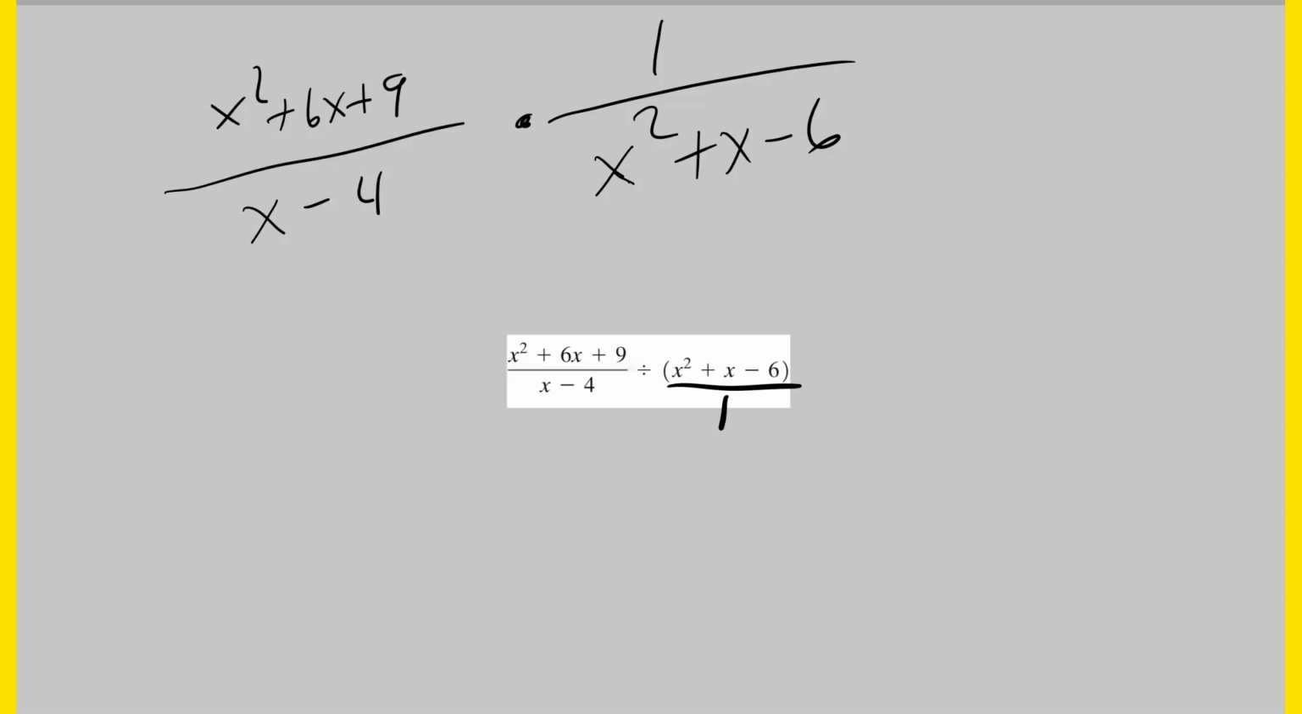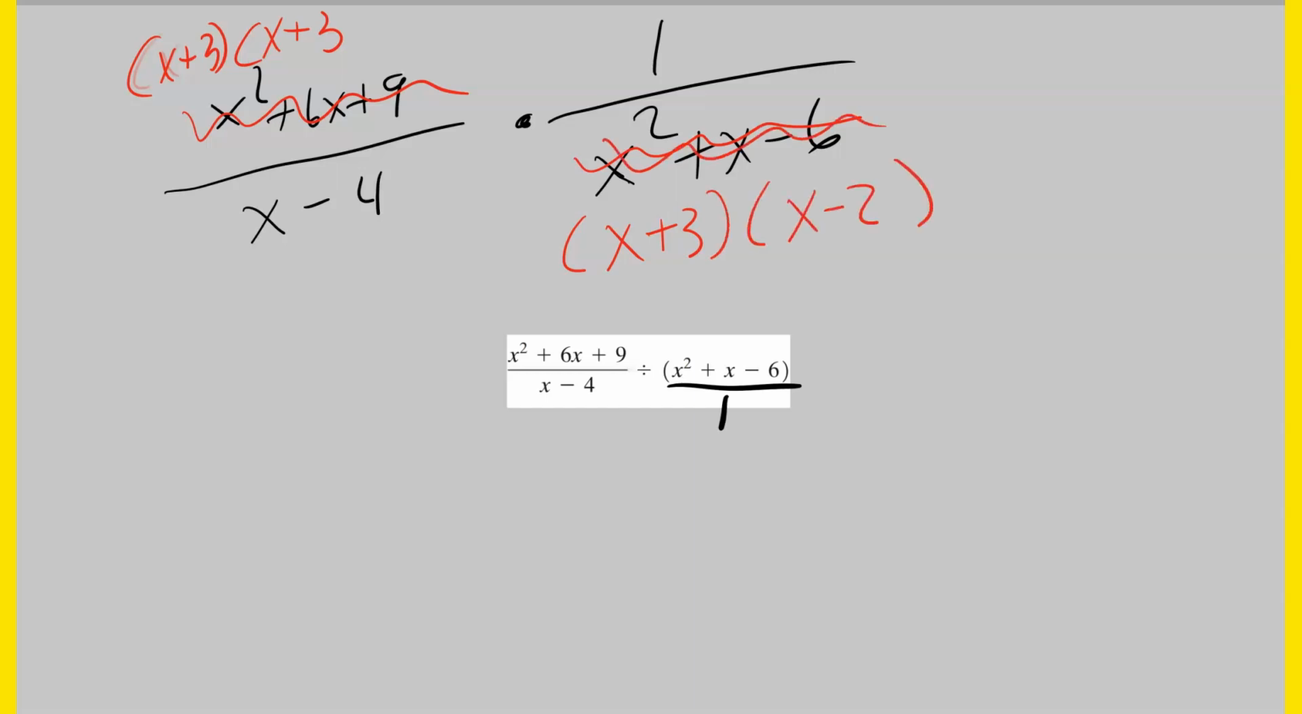Okay, so how does this factor? It factors as x plus 3 and x plus 3. So I'm not going to look at that anymore. And the bottom right factors as x plus 3, x minus 2. I'm not looking at that anymore. So what can now cross out? I can cross out the x plus 3's, that x plus 3 with that x plus 3, and that's all. That's the only thing I can cross out.